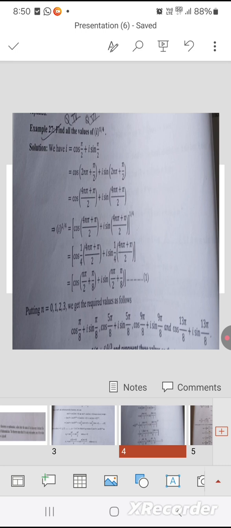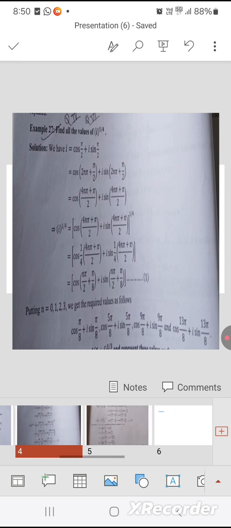So now our next step 4 is to put values of n equal to 0, 1, 2, 3 for all 4 roots. When n is equal to 0, cos(pi by 8) plus i sin(pi by 8). When n is equal to 2, cos(9 pi by 8) plus i sin(9 pi by 8). Like this, put n equal to 3 and n equal to 1 also, and this will give you 4 roots of this complex number.